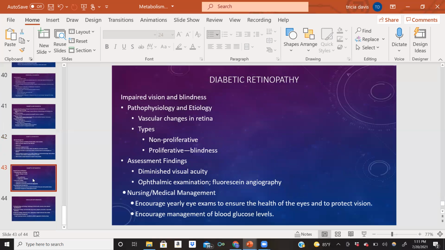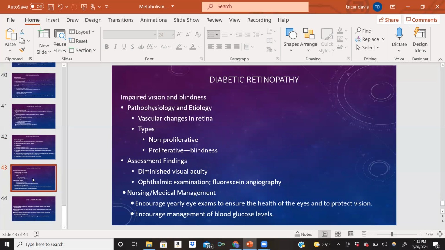Then we have diabetic retinopathy. So this is impaired vision or blindness. This occurs as a result of these increased blood glucose levels. It causes vascular changes in the retina, which changes the vision. There are 2 types: non-proliferative and proliferative.